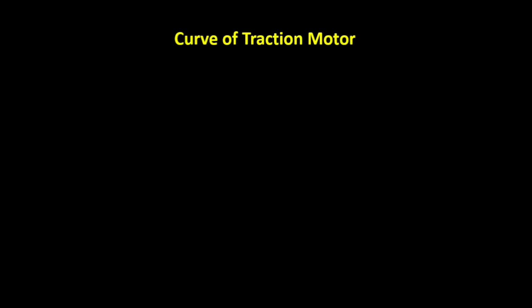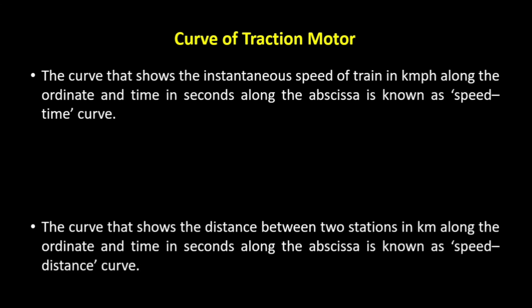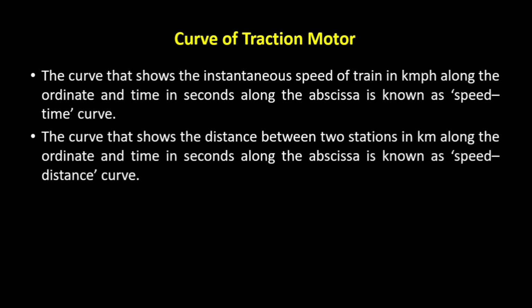Then coming to the curve of the traction motor. Now what is this curve? We can plot two graphs. The first graph we can plot between speed and time. The speed is plotted on the ordinate and the time on the abscissa, so we get the speed-time curve. Then another plot can be speed with respect to distance. Here the speed is plotted on the ordinate and the distance on the abscissa.